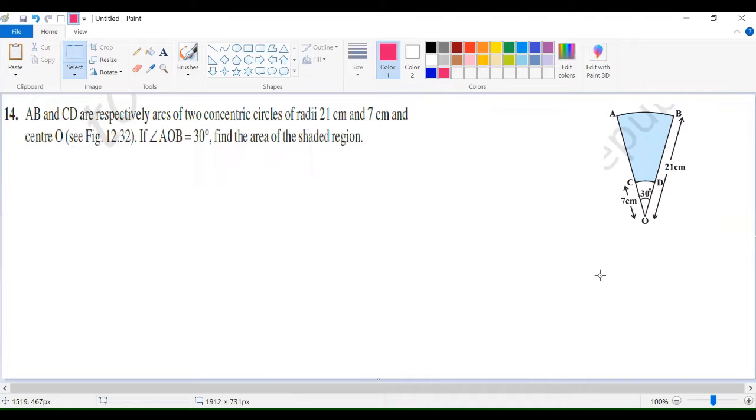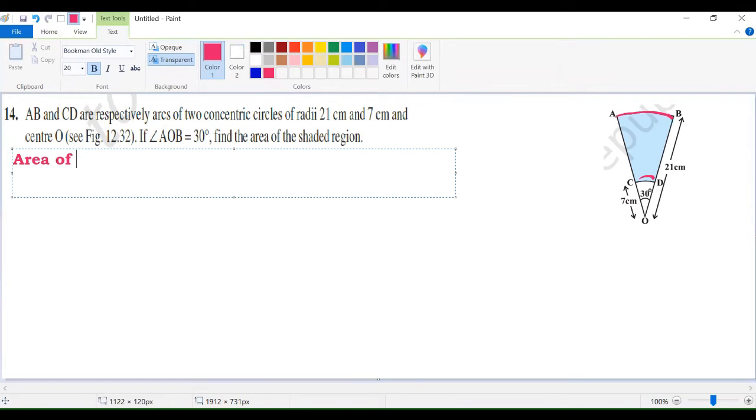Okay. What we have to find? AB and CD are respectively arcs of two concentric circles of radius 21 and 7 centimeter and center O, and the angle AOB same as COD, it is given as 30 degree. Find the area of the shaded region. So very, very simple one.